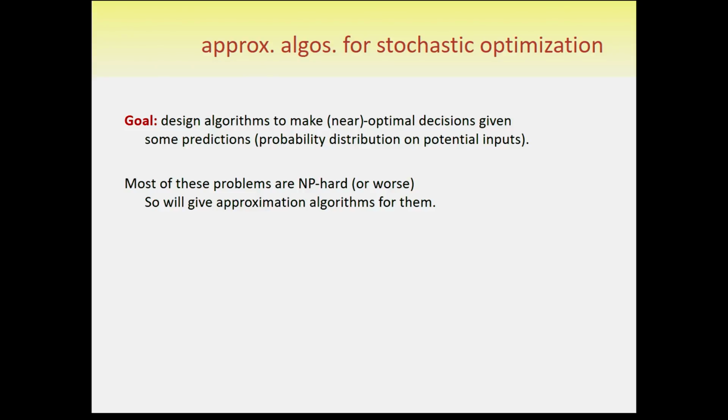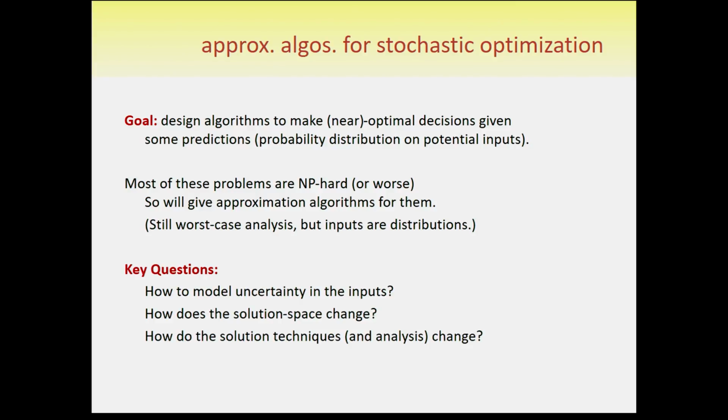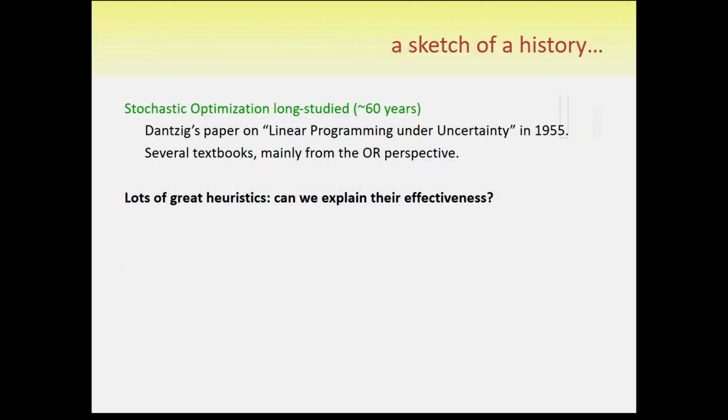In most cases, we'll give approximation algorithms for these problems. In some cases, the optimal solutions are known, but actually all the stuff I'll talk about today will give approximation algorithms. So you should think of this as, still it's worst case analysis, but the inputs are distributions. Okay. And I'll try to make this a little more clear. And the questions that you should ask yourself are, how do you model the uncertainty? How does the solution space change? And how do the solution techniques change? Because we really do want to solve these problems.